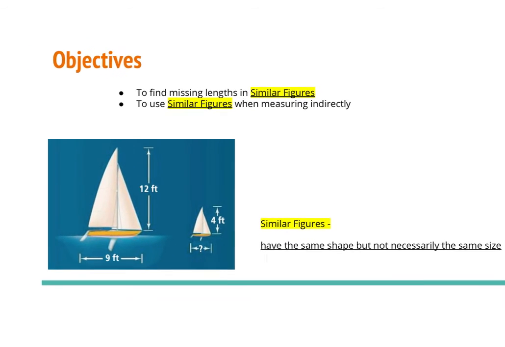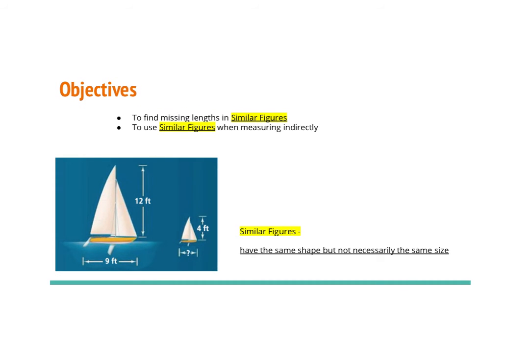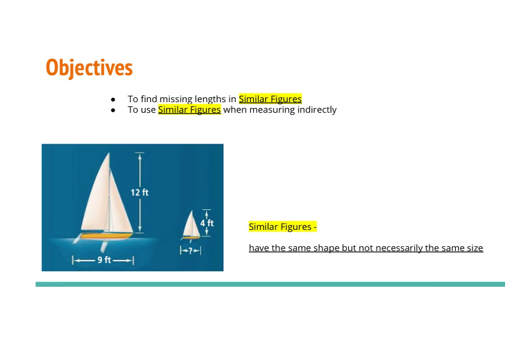Down below, we've got two images of two sailboats, and they're exactly the same shape, but not necessarily the same size. As you can see, we've got 12 feet for the height of the bigger sailboat and 4 feet for the smaller one. And then the width of the sailboat is 9 feet for the larger one, and we don't know what the width is going to be. And that's exactly what this lesson is all about. It's finding missing lengths for similar figures. And a similar figure has the same shape, but not necessarily the same size.